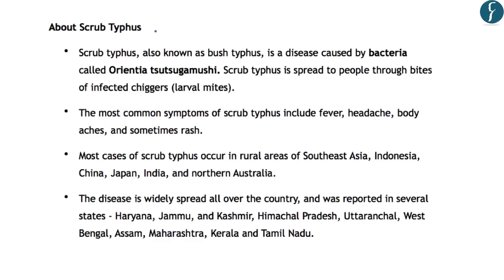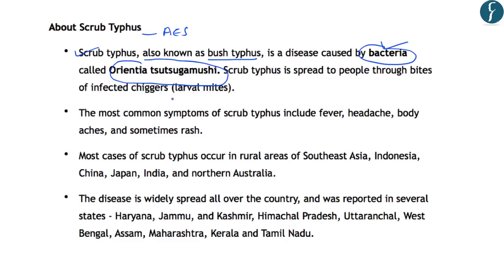Now let us understand some key facts that are related to scrub typhus, which is a type of acute encephalitis syndrome. Scrub typhus is also known as bush typhus, and it is a disease caused by bacteria. So this is a unique aspect of scrub typhus. We know that AES is caused by both viruses and bacteria. So the scrub typhus type of AES is caused by bacteria.